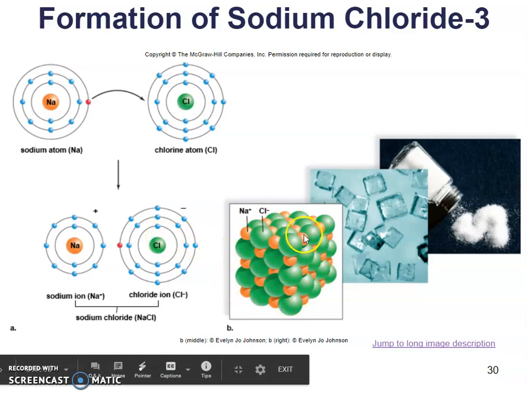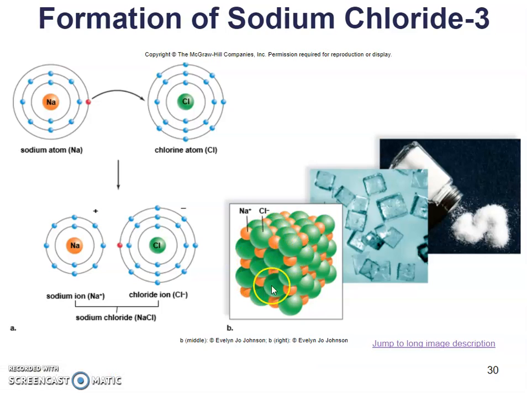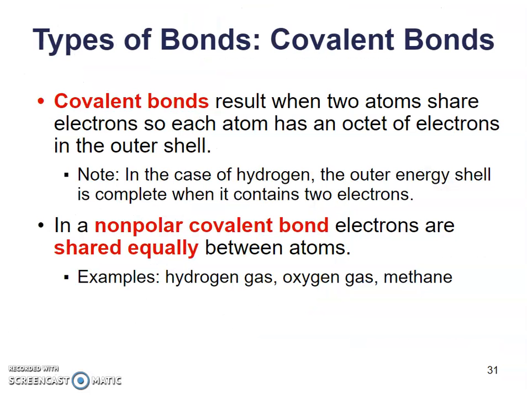Here is a model of what those ions look like. They form cube structures. And here's just a diagram of table salt, which is the most common ionic bonding example.